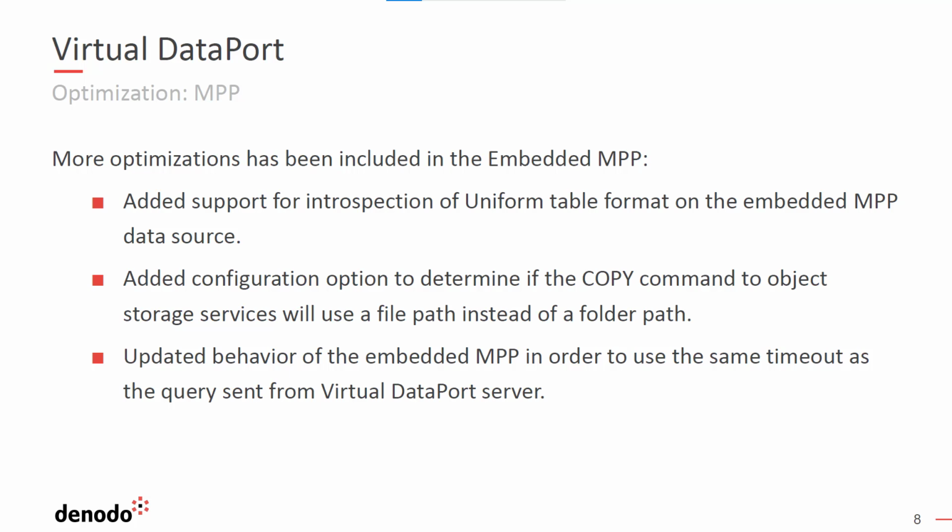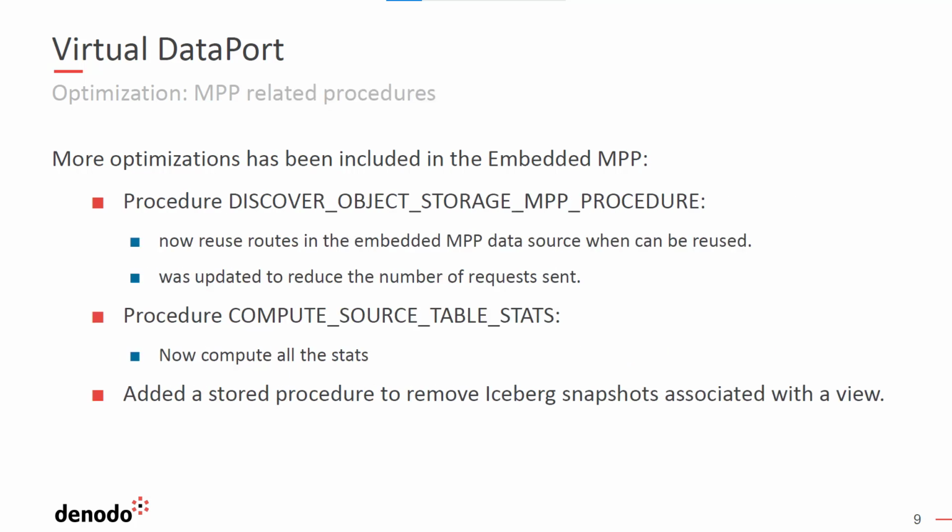When a query plan applies embedded MPP acceleration, auxiliary queries sent from Presto to Denodo to get the data outside the storage now use the same timeout as the original query. Procedures related to the MPP engine have also received some enhancements. The Discover Object Storage MPP procedure was updated to avoid registering new routes in the embedded MPP data source when there are others that can be reused, and to reduce the number of requests sent.